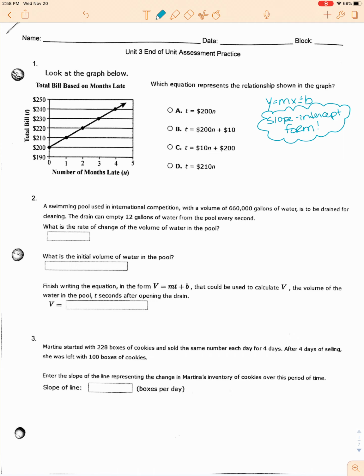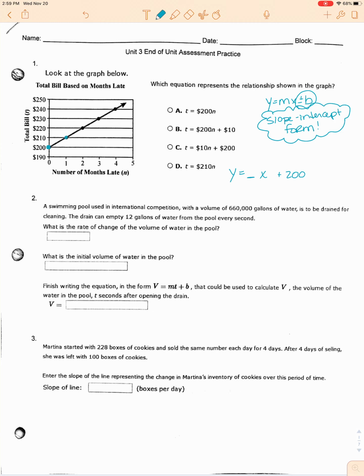Okay, so now I'm looking for the y-intercept. So the y-intercept is where it crosses the y-axis, which would be at 200. So I know that my y-intercept is my b value. So it's whatever my operation is at the end with that b value. And my b value in this case is going to be 200. And it is a positive 200. So now I need to figure out that number that's connected to x. So we call that the coefficient of x, or our slope. I need to figure out my slope.